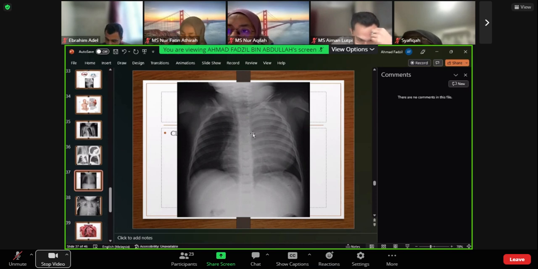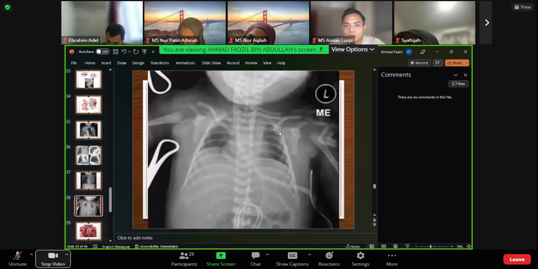A cyst is not a solid mass. That is a solid mass, you see, it looks white. It is solid. Bronchogenic cyst.